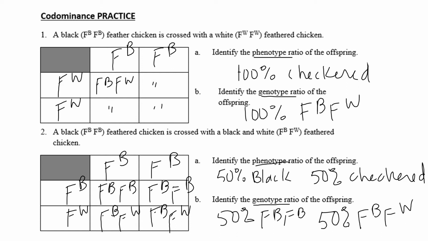Okay. A black one is crossed with a black and white one. So that's referring to the checkered thing again. Black is crossed with checkered. You go through and you fill it out. Phenotype ratio, so 50% of them are going to be black, and then 50% of them are going to be checkered. So 50% of them are FB FB, and 50% of them are FB FW. That is a super messy graph. There we go, that's better.